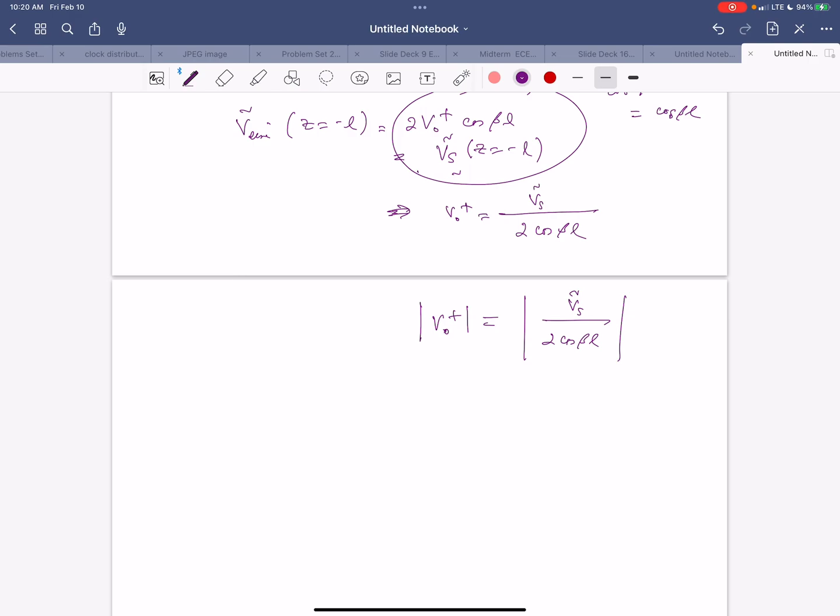So what does this mean? If I have an unterminated transmission line and no source resistance, the voltage that I launch into the transmission line depends on the length of the line, because look, I have cos of the length of the line here. Physically, if I make the line a meter long or a meter and a half, I'm launching a different voltage. Why is that? Because that voltage is a combination of what my signal generator is doing and what got reflected back.